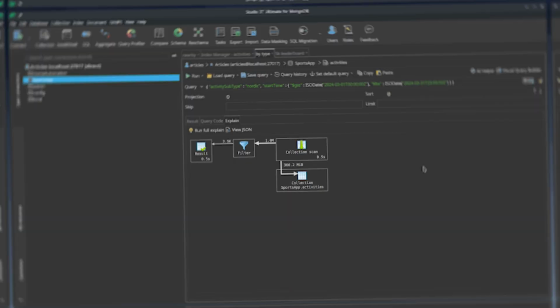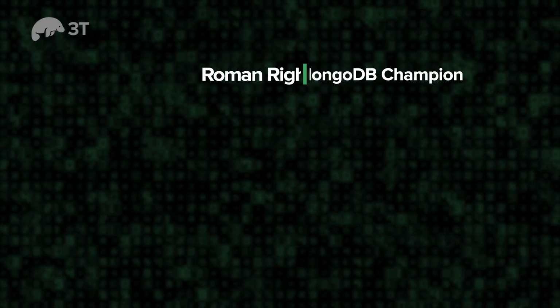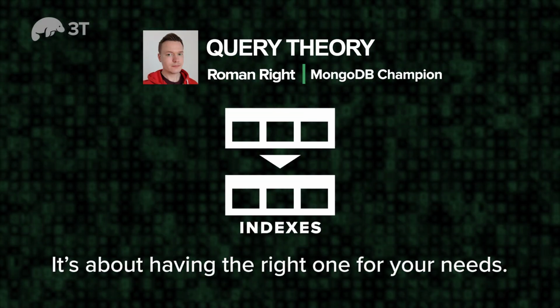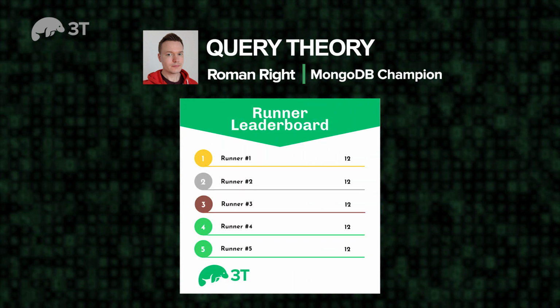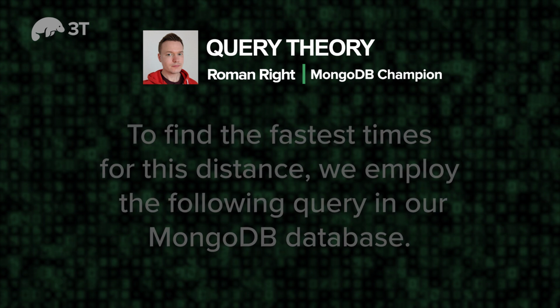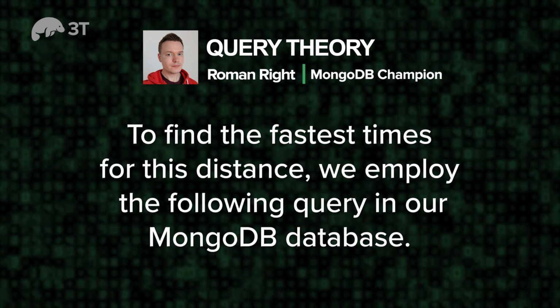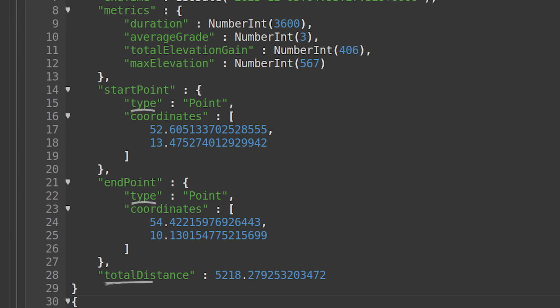Amazing, right? Moving on to indexes, those critical components that can make or break your query performance. It's not just about having indexes, it's about having the right ones for your needs. Imagine we are designing a leaderboard for runners, focusing specifically on 5K runs. To find the fastest times for this distance, we employ the following query in our MongoDB database. This query filters by type and distance before sorting them by duration to identify the quickest performances.